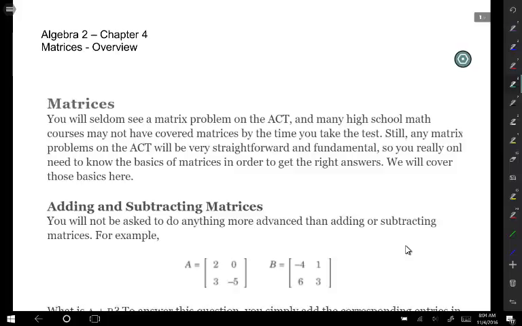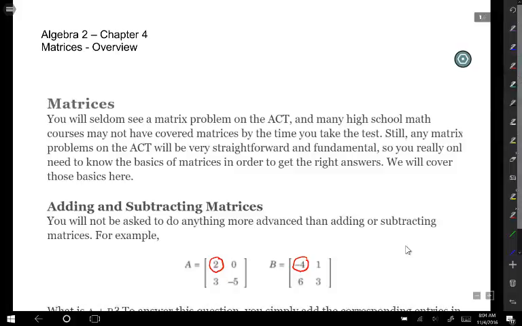So here we have a basic matrix. We have matrix A, we have matrix B. If I asked you to add them together, what would seem to be logical? What would you add the 2 to? What corresponds to the 2? Okay, what corresponds to the 2 is the -4. And what's 2 plus -4?